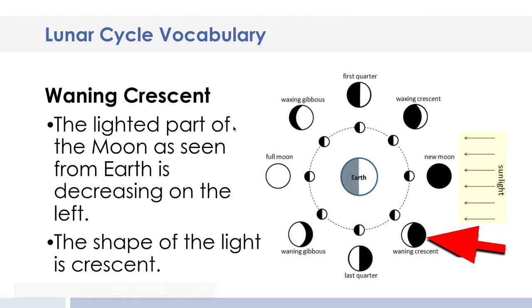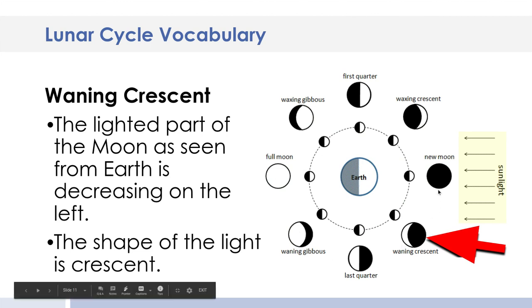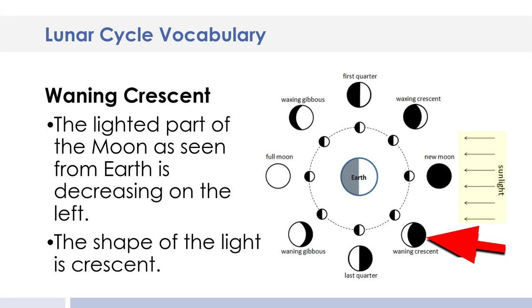So the shape of the light is a crescent. So here we have that crescent shape again. Notice that it's on the opposite side of the waxing crescent. All right, so what we've seen here is as we're going from a new moon to a full moon, light is increasing on the right. So you would have a waxing crescent, a first quarter, and a waxing gibbous. Once we hit the full moon, we have the light decreasing on the left. So then you have the full moon to the waning gibbous, to the last quarter, to the waning crescent, and then we are back to the new moon.